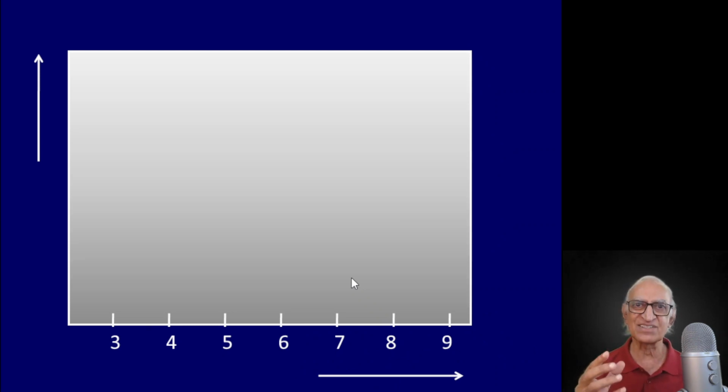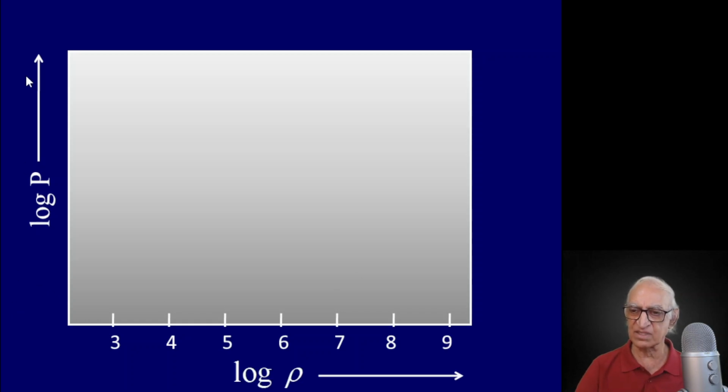So let us look at this graphically in case you didn't like the algebra that I did, because what I want you to remember is the message and not this extremely elementary algebra. What is plotted on the y-axis is the logarithm of the pressure increasing vertically, and the logarithm of the density increasing horizontally along the x-axis.